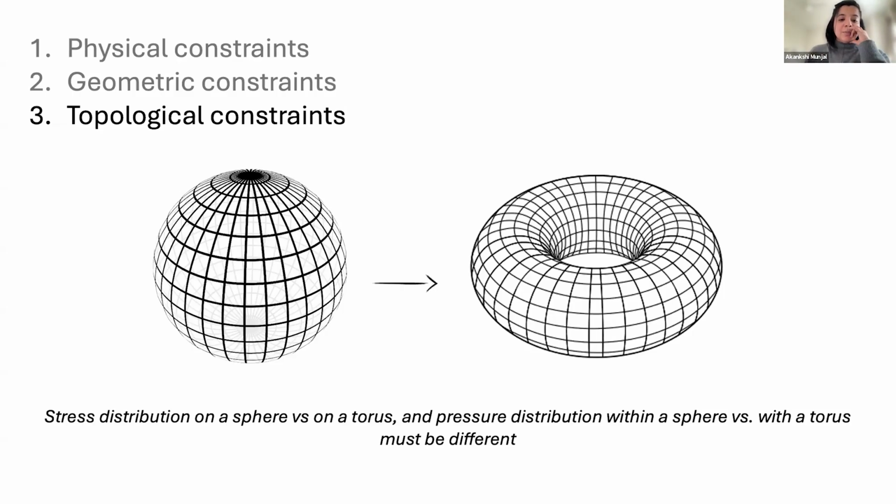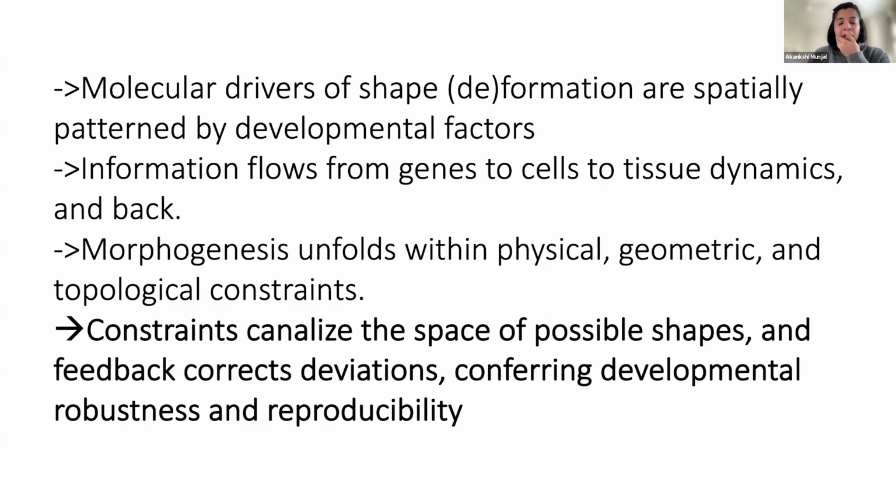And I would love to have discussion about more such examples where topology constrains the kinds of shapes you can get. How much time, Akankshi, do I have?